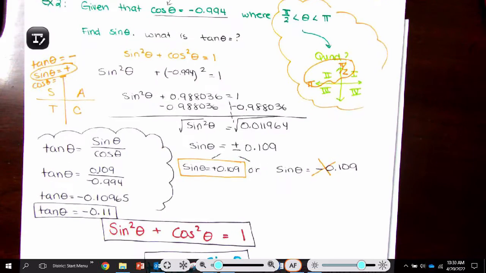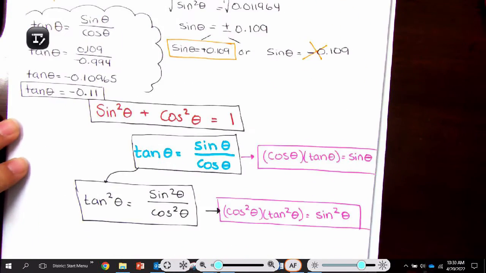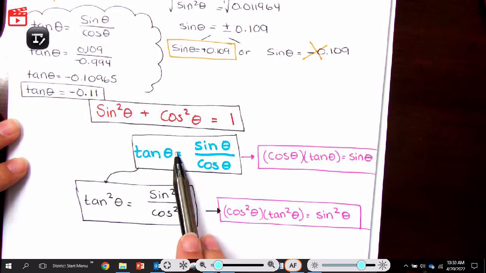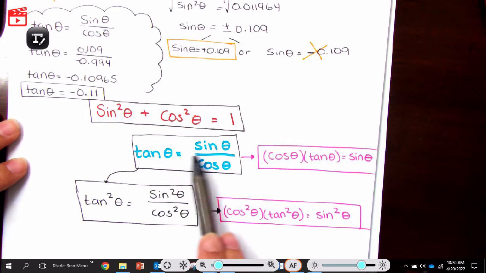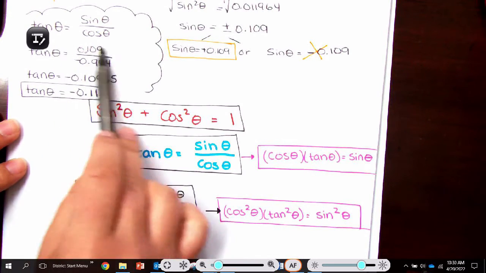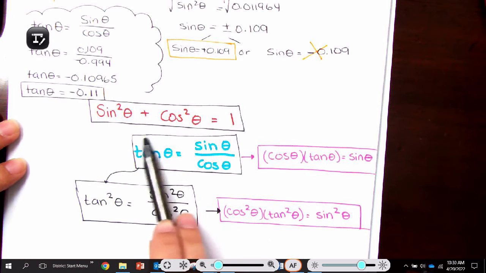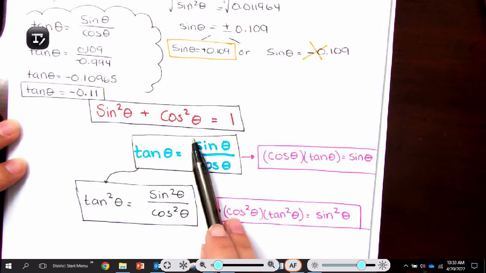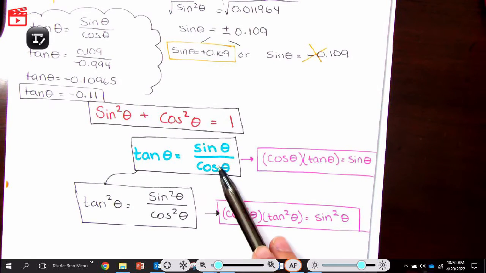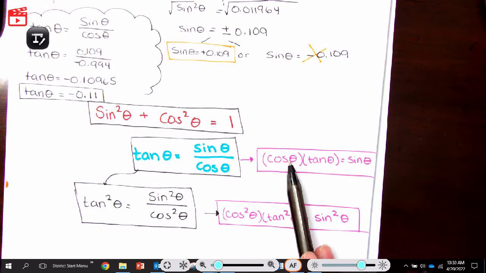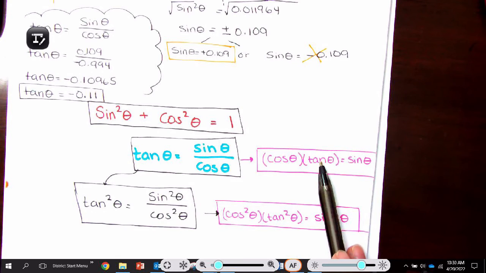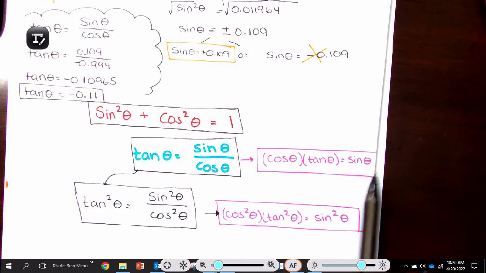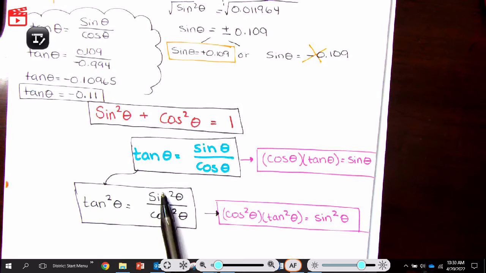All right, so let's talk about yet another identity. Another identity is tangent of theta, which is equal to sine over cosine. We did just use that in the previous example. Because you have this identity, you can rearrange it. For example, you can multiply cosine on both sides, which gives cosine of theta times tangent of theta equal to sine of theta. And if you square both sides, you get cosine squared of theta times tangent squared of theta equal to sine squared of theta.